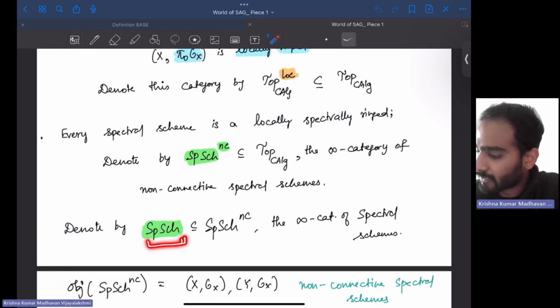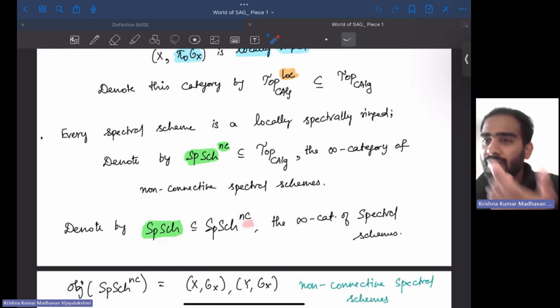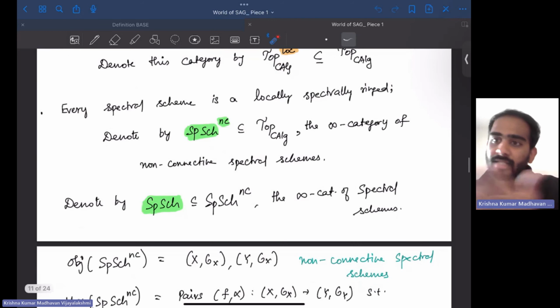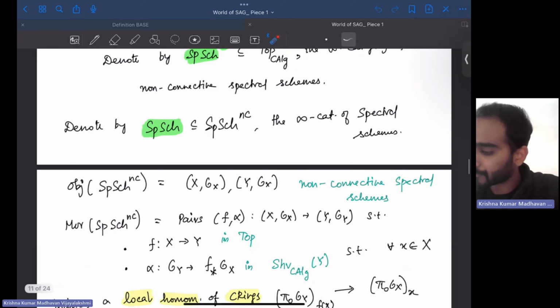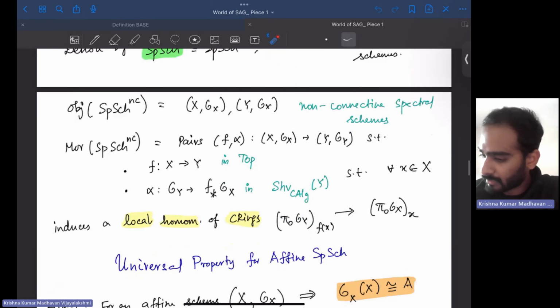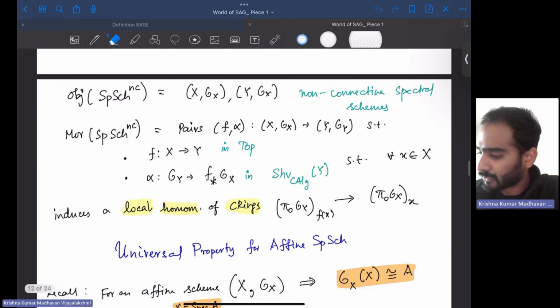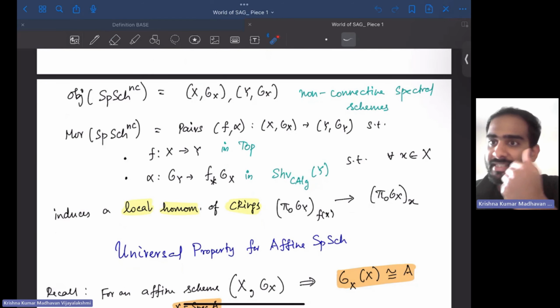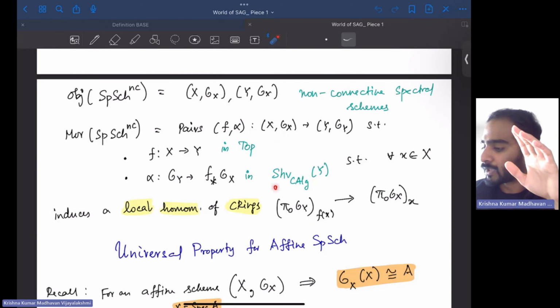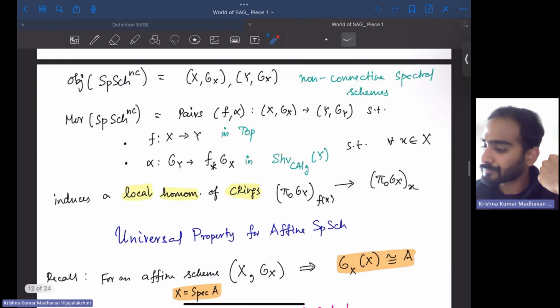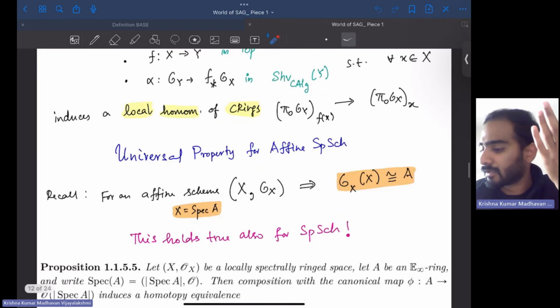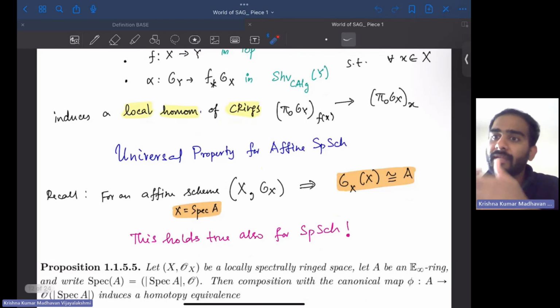So we define this category of spectral schemes by SPSCH, and NC means the non-connective part. So depending upon the flavor we need, we can take the connective or non-connective theory. And the objects are exactly this pair, and the morphisms are defined exactly how a morphism between schemes is defined, except that the topological part is fine, but it's not a morphism of commutative rings, it's a morphism of E-infinity rings. And this has to be a local homomorphism as well. So it has to obey the local ring structure.